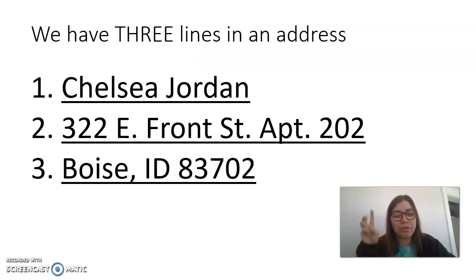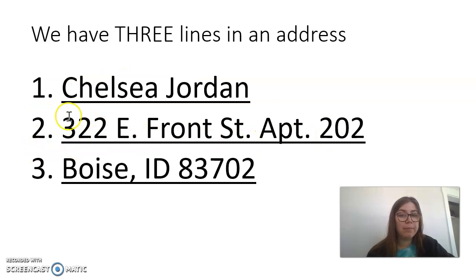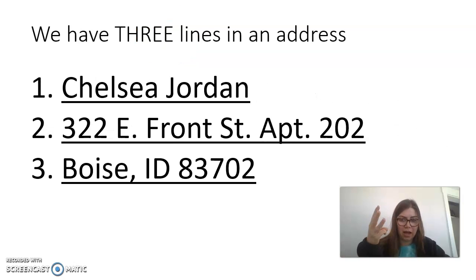Well, we need 3 lines in an address. Everything should be separate, okay? So first, you need to write your first name and your last name. The second one is your building number, the street name, and then your apartment number. And the third one is city, state, and zip code. So these 3 lines always have to be there. If we have it all together, it's confusing to read. So we can't do that. We must have 3 lines. Okay, so now it's your turn. Please write your address correctly.